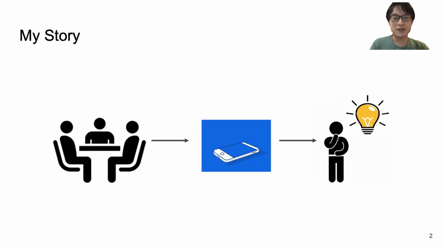And during the talking, my phone kept popping up the notifications of many apps like Facebook, Instagram, and this is actually annoying. So during that time, I was thinking, can I design an algorithm that can make my phone smarter so it won't pop up the notifications when I'm working?